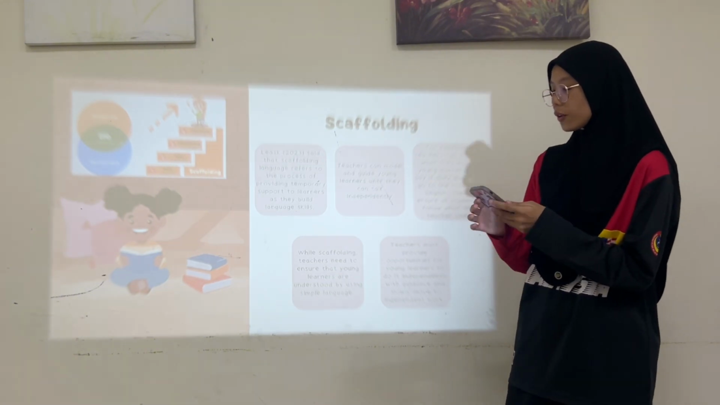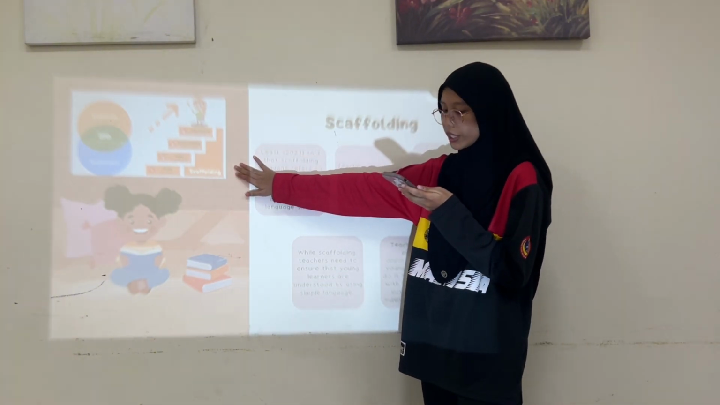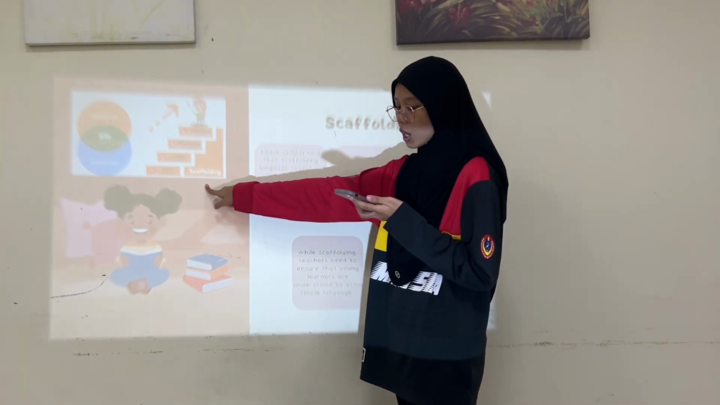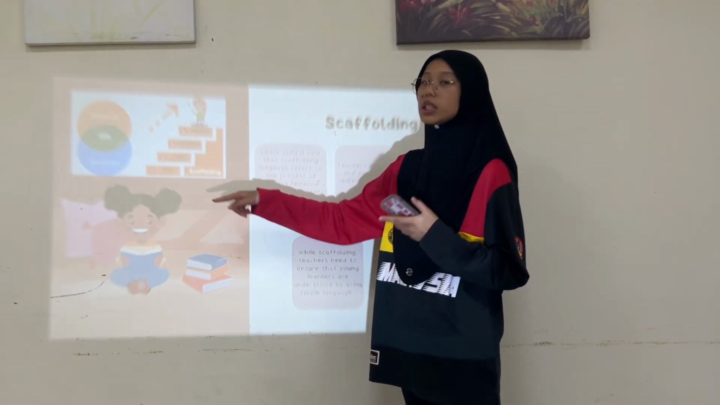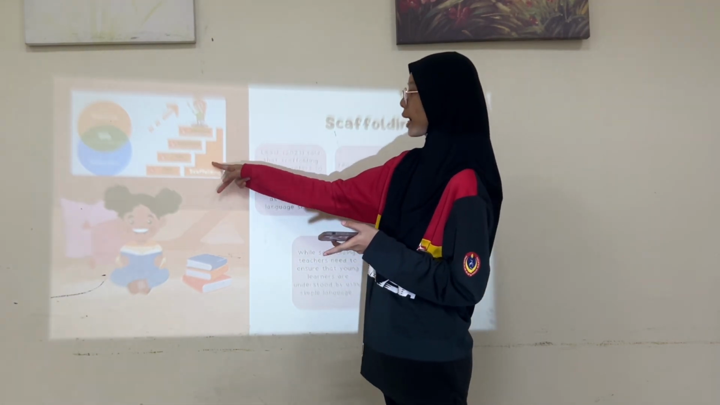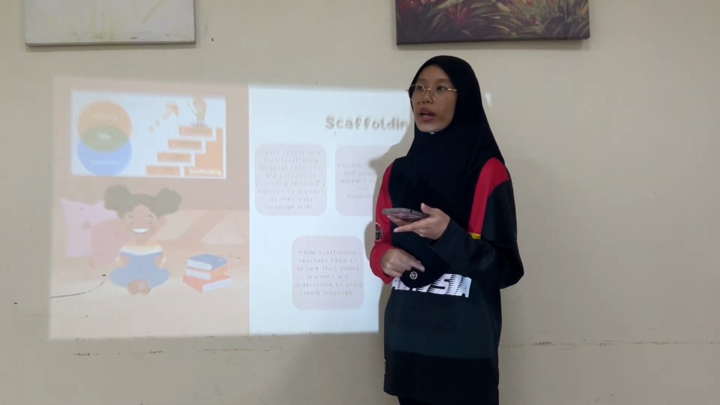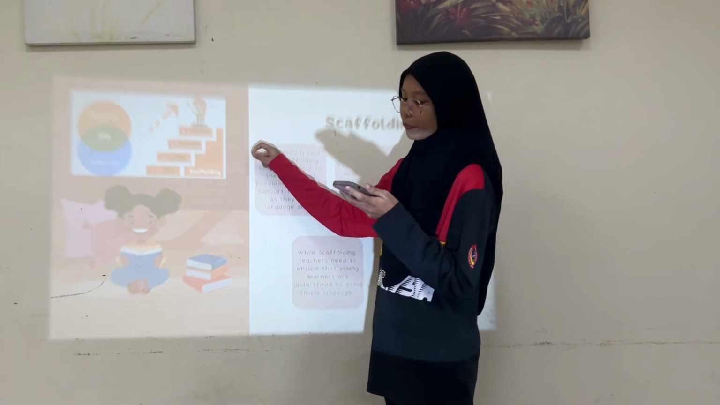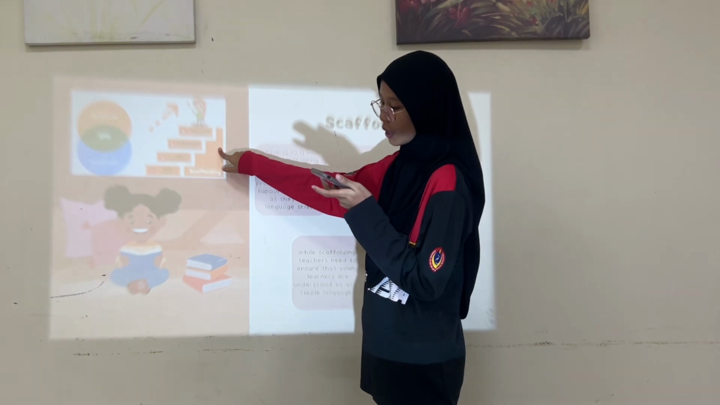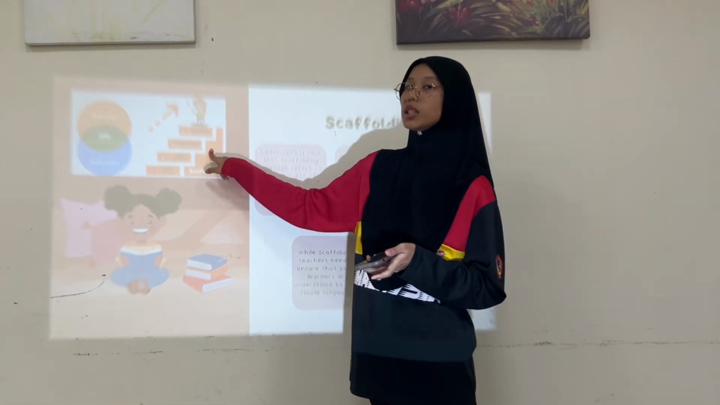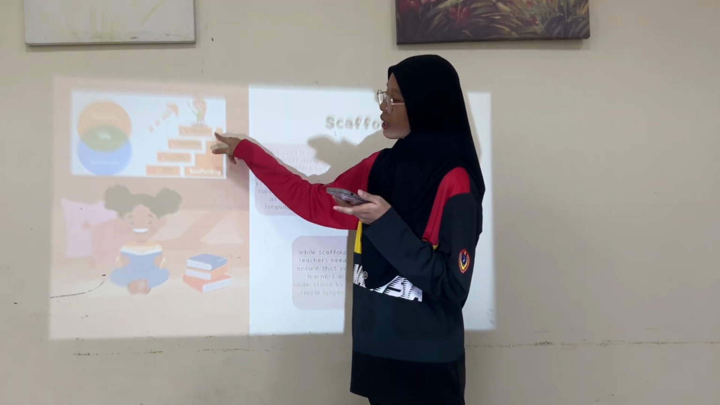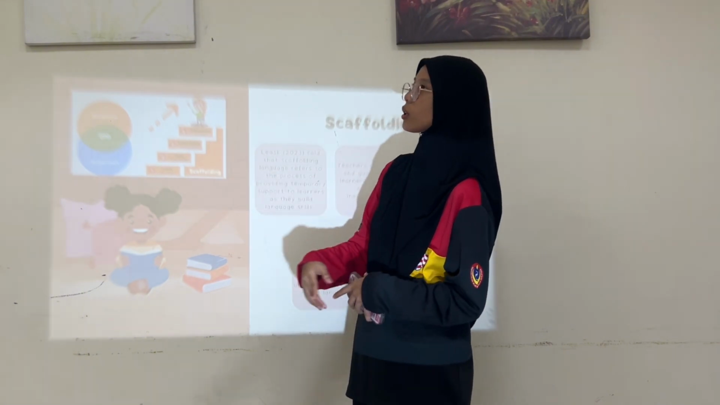So this is the 4 stages of scaffolding. One is model, which is all teacher do, and then 2 guide, mostly teacher do, and the others need to follow, and teachers need to guide them. Number 3 is gradual release, which is mostly student do, and lastly independence, which is all student do.